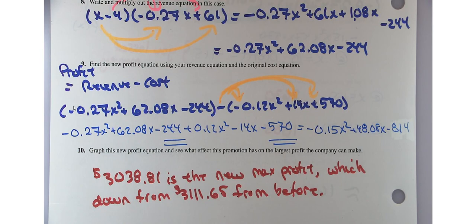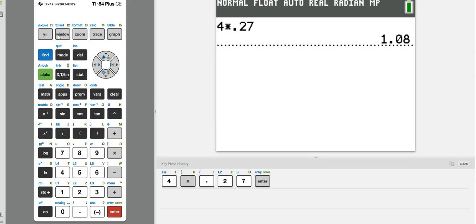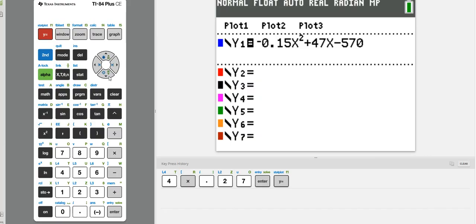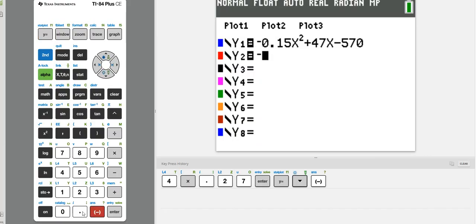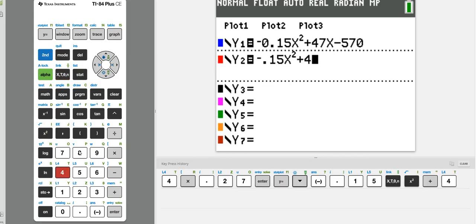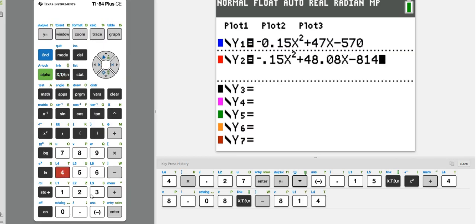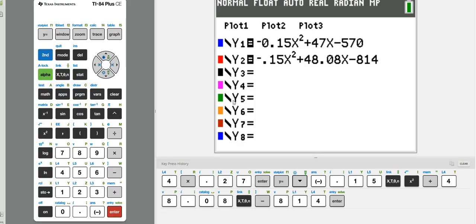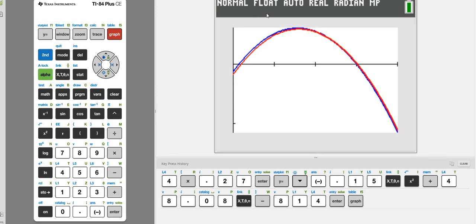If you're curious how to graph these things on a graphing calculator, I guess we did graph one of these already. Yeah, we could plug in the other one as well. Negative 0.15x squared plus 48.08x minus 814. The nice thing about the graphing calculator is you'll see both of these at the same time in different colors. You can adjust those colors if you needed to. And you see they're pretty close, but the red line's a little bit below the blue line, meaning you're not making as much money.